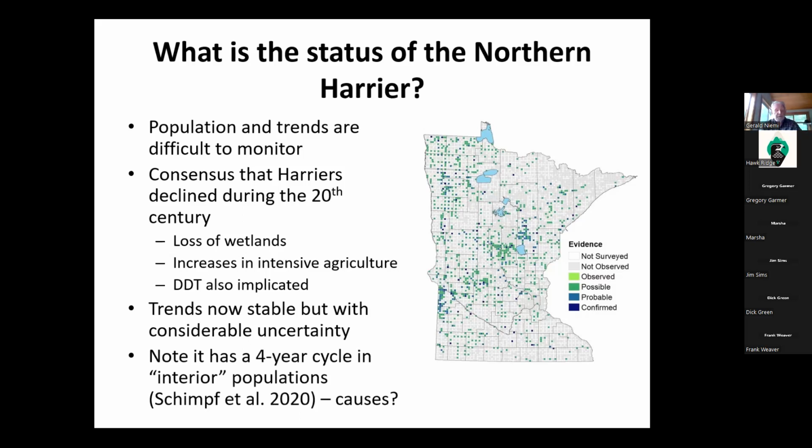And as pointed out by Dave Schimm from the Department of Biology and a participant in the Hawk Ridge Research Committee, he wrote a very nice paper on the 4-year cycle in interior populations, that is, populations such as in Minnesota that seem to be on a 4-year cycle during their migration period. Causes are very complex, sometimes difficult to decipher.